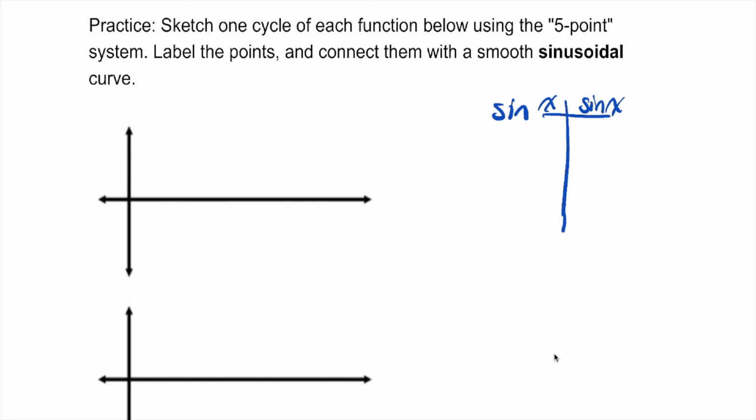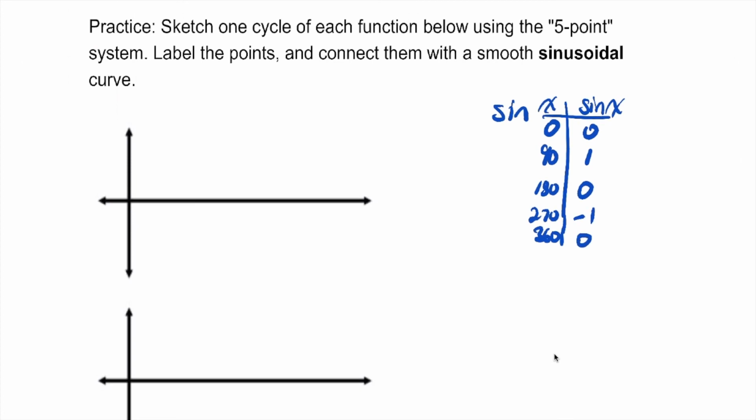And our 5 key points that we're going to look at is, well, when x is 0, 90, 180, 270, and 360. So here the exact values of sine of 0 is 0. Then sine moves up, or sine of 90 is going to be 1. Back down to sine of 180 is 0. Sine of 270 is negative 1. And sine of 360 is back to 0.